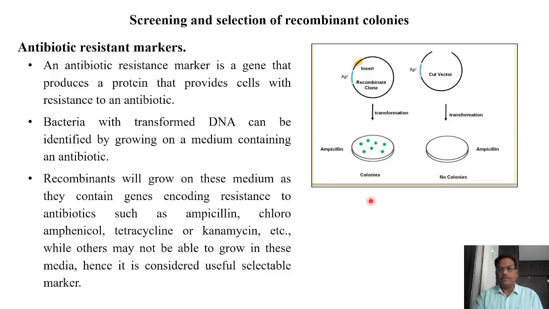Another very basic and widely used technique is the use of antibiotic resistance markers. An antibiotic resistance marker is a gene that produces a protein that provides cells with resistance to an antibiotic. Bacteria with transformed DNA can be identified by growing on a medium containing an antibiotic. Recombinants will grow on this medium as they contain genes encoding resistance to antibiotics such as ampicillin, chloramphenicol, tetracycline, or kanamycin, while others may not be able to grow in this media. Hence, it is considered a useful selectable marker.